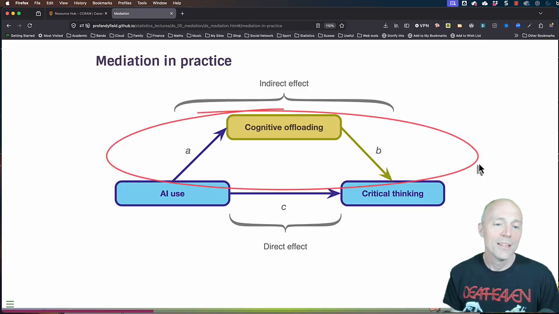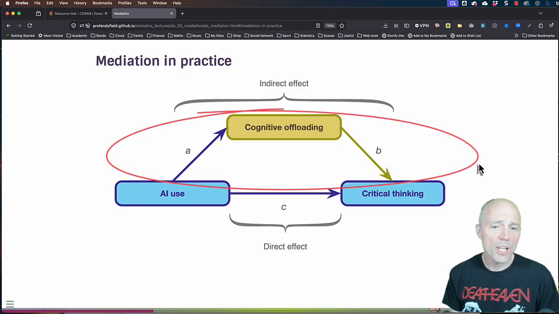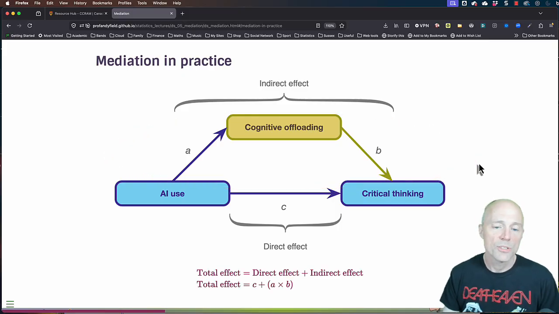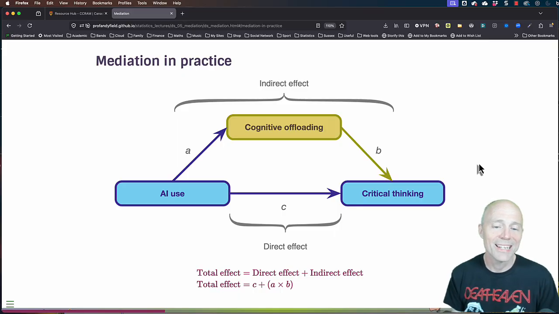So this is the effect of AI use on critical thinking that goes via cognitive offloading. So it's that path that goes up through A and then down through B. So it's the indirect effect. And that indirect effect is the mediation effect. So just to make it crystal clear, the total effect of AI use on critical thinking is made up of two things: this direct effect via path C and the indirect effect, which is via paths A and B.